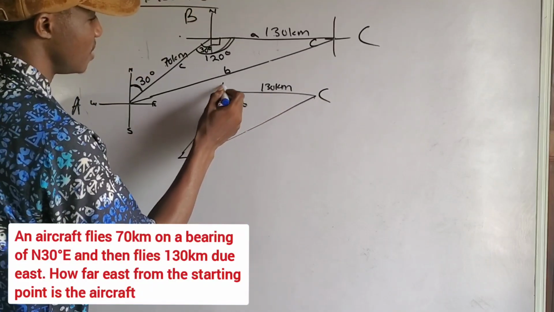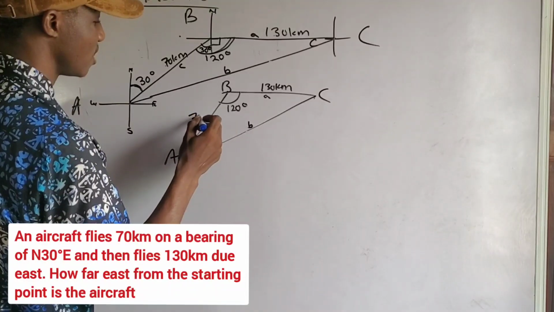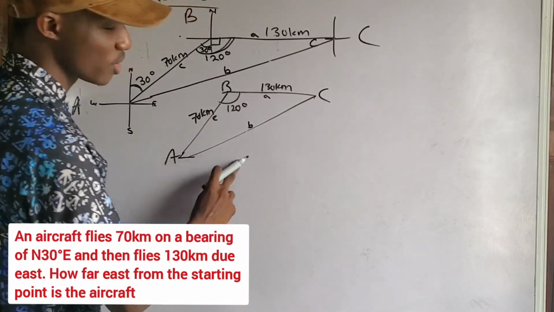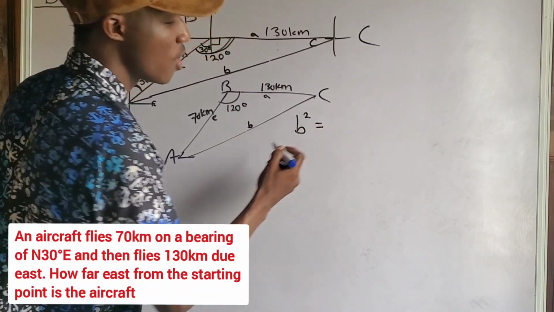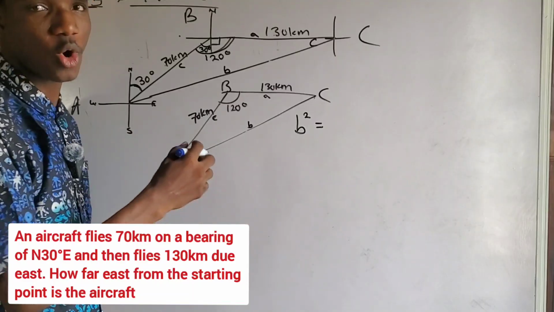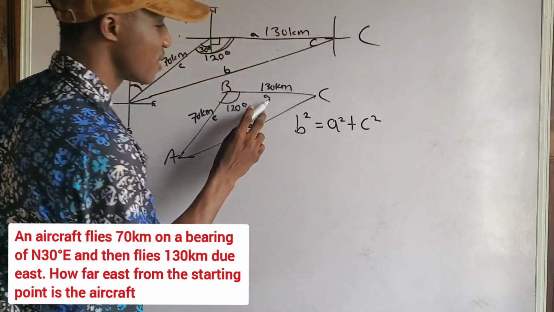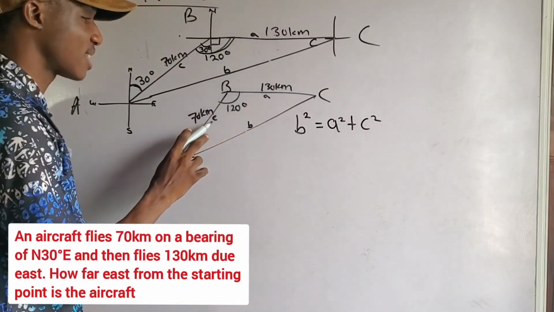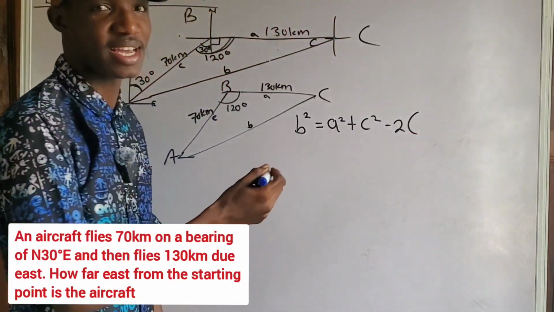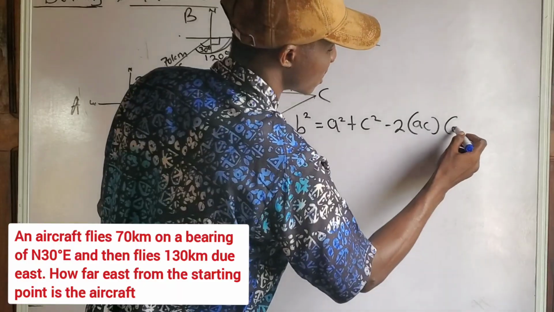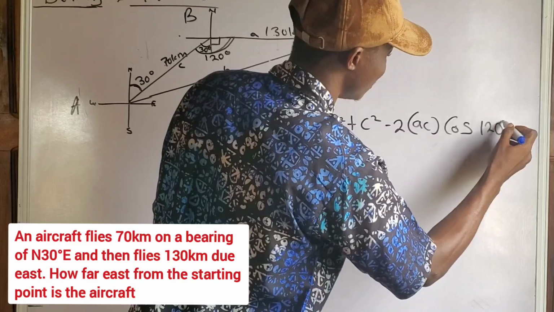This is C, this is B, this is A, and this is small letter a, this is small letter b, this is small letter c, and this is 70 kilometers. Okay? Now, with respect to what we have here, we are looking for this side. According to cosine rule, the square of the side that you are looking for is equal to the sum of the squares of the other two sides that you are given. So that will be what? a squared plus c squared, because we are given side a. Side a is what? 130 kilometers. And side c is what? 70 kilometers. Minus 2 multiplied by the product of the sides that you are given, which is what? ac, cos the angle that faces the side that you are looking for.